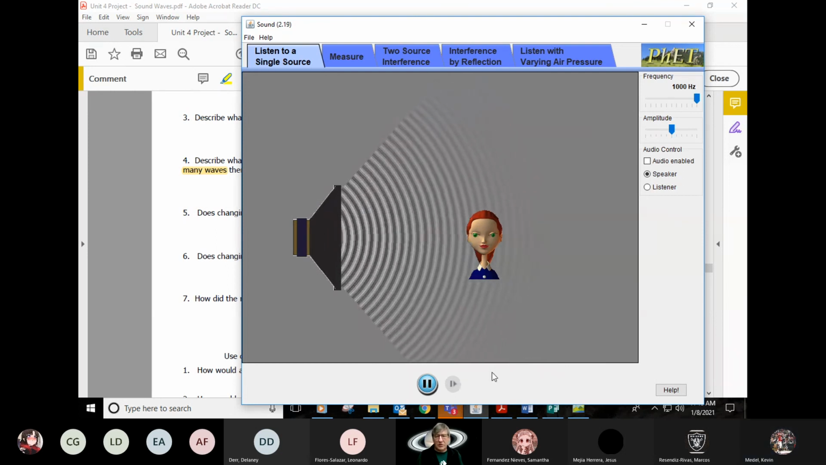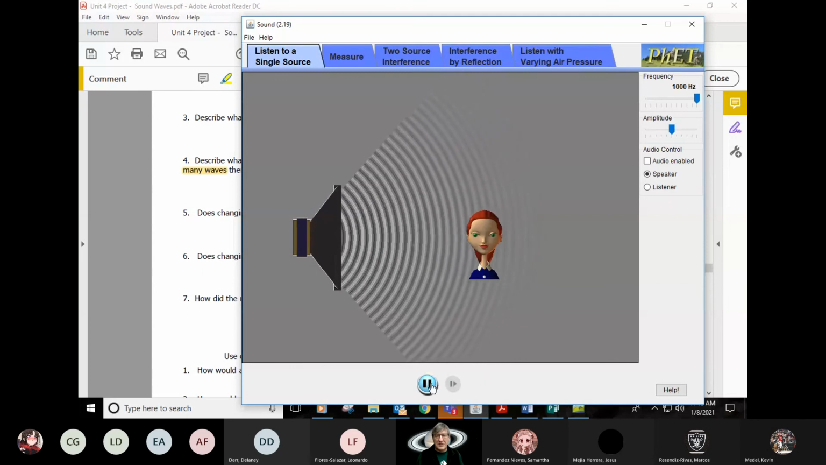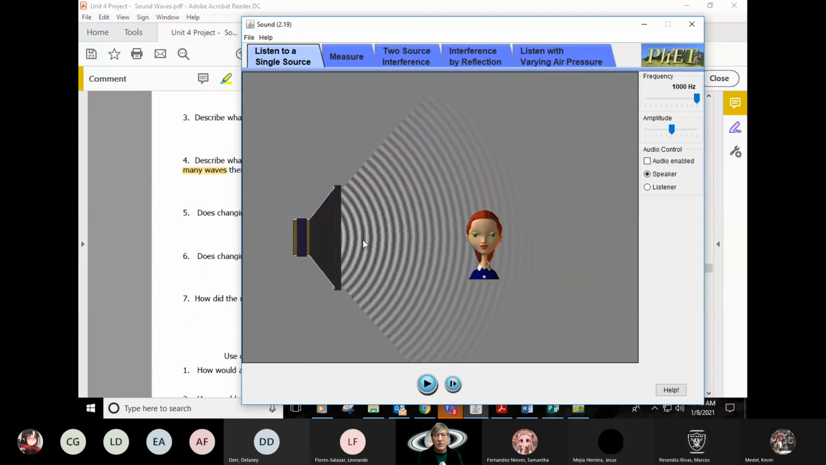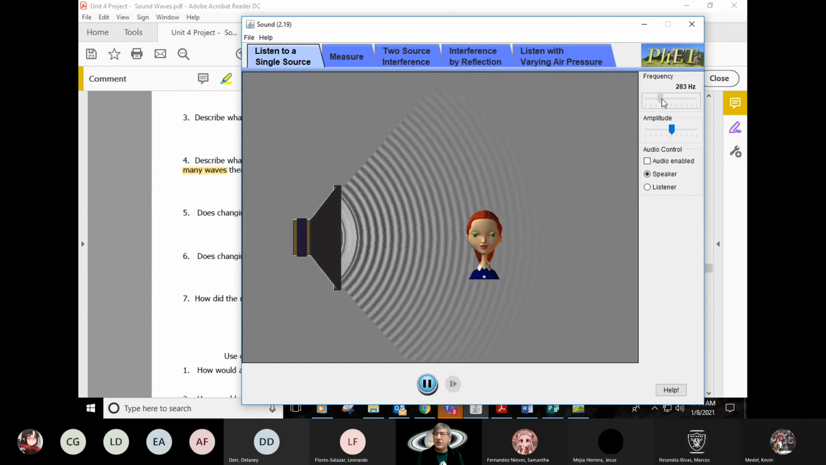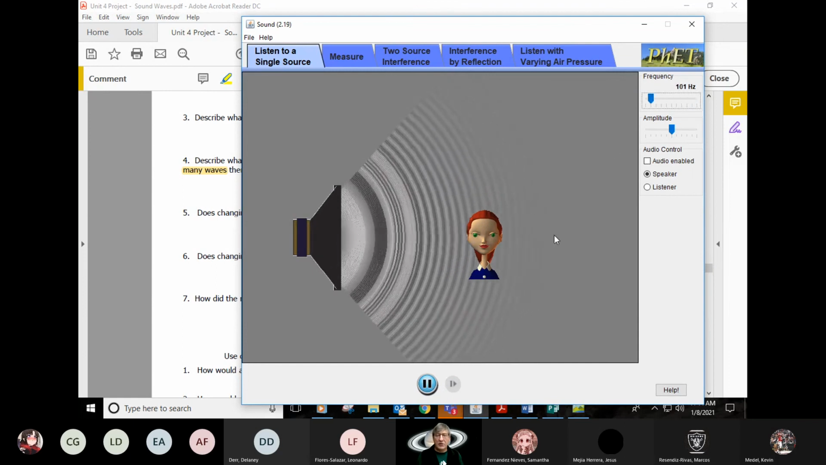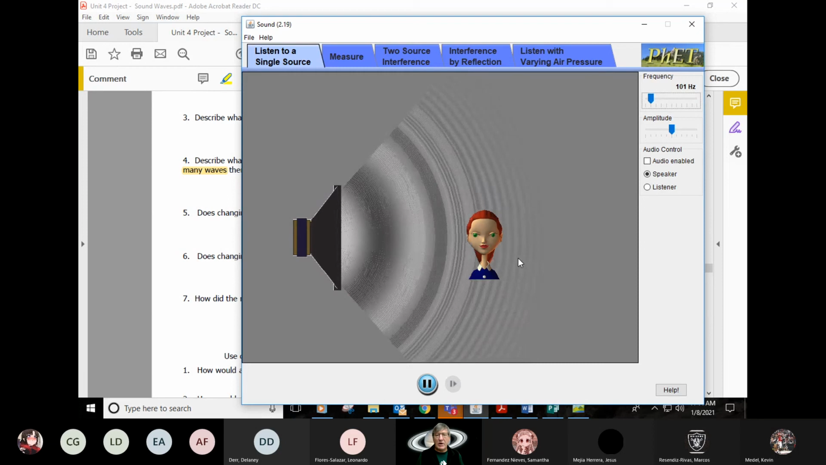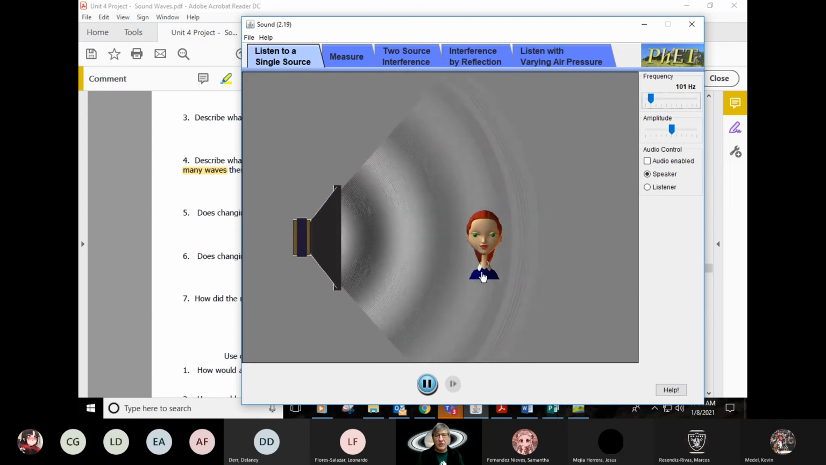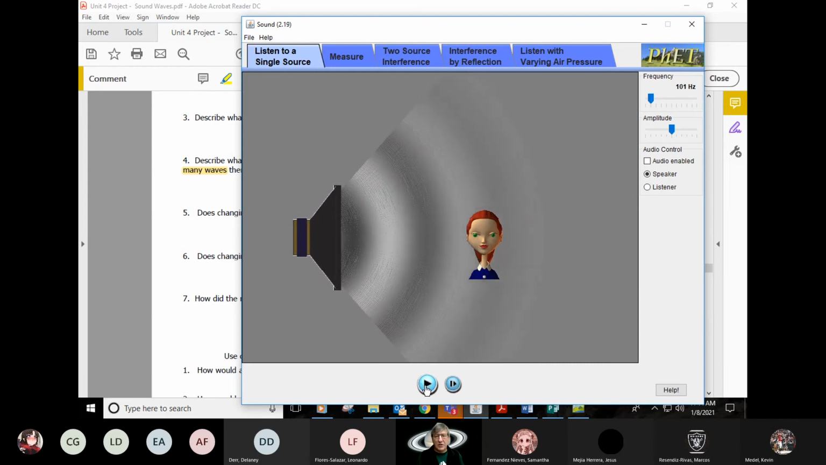So here, lots of waves, high frequency. But what about the wavelength? Isn't that going to be a small number? Then when I drag it back down here, not very many waves. It's a low frequency. But look at the wavelength. That would be many more centimeters than this other one, wouldn't it?